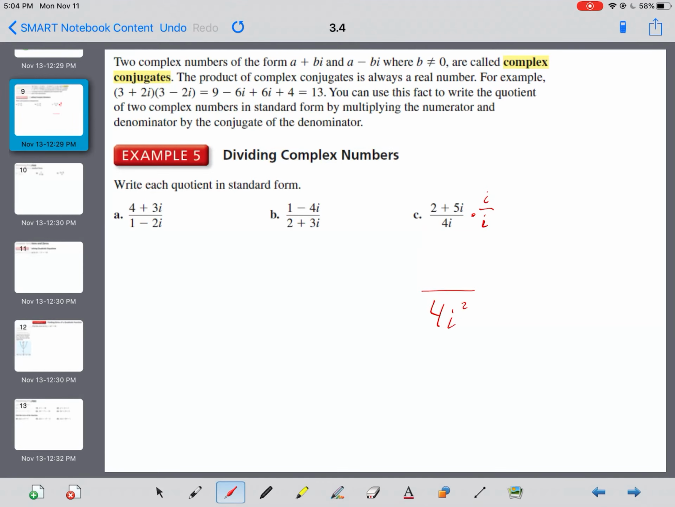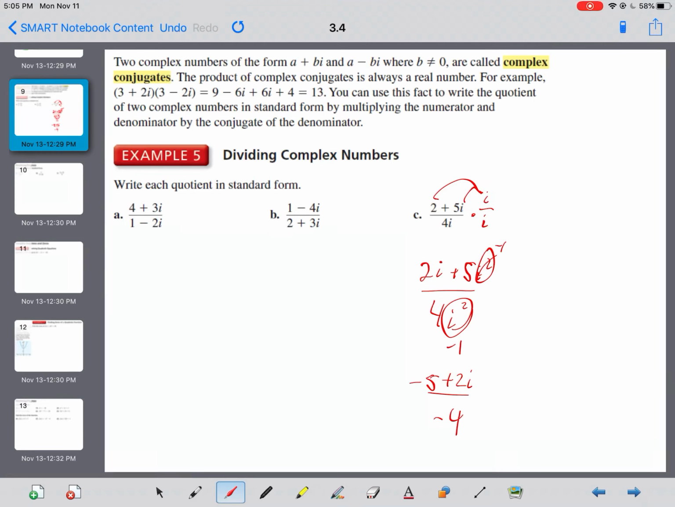Makes it much easier. We get 4i squared. That's important because that's a negative 1, so we get a negative 4 on the bottom. I times 2, 2i. I times 5i, 5i squared. That's important. That's a negative 1. So that makes it negative 5 plus 2i.